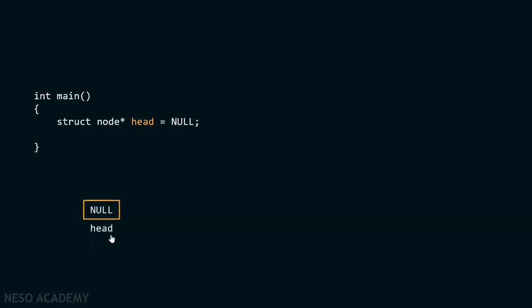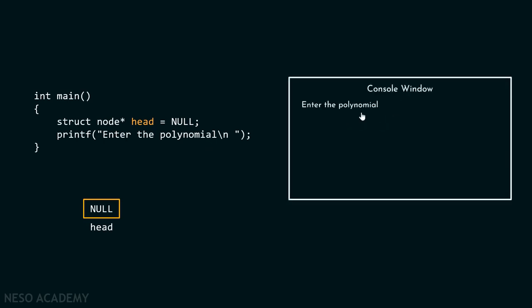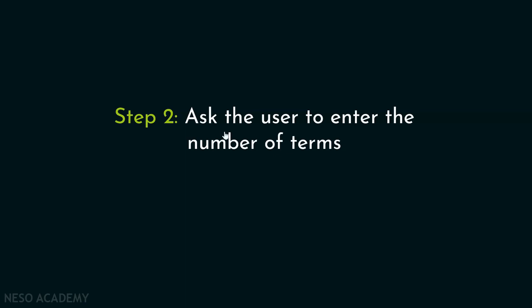This is how this head pointer looks like. Currently it is holding null. After this, I'll simply call this printf function which will print this message on the screen, that is enter the polynomial. And this is how this message looks like in the console window. In this way, the user would be able to know that okay, now I have to add the polynomial, right? Step number 2 is to ask the user to enter the number of terms.